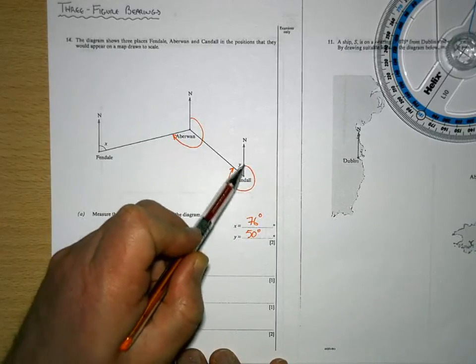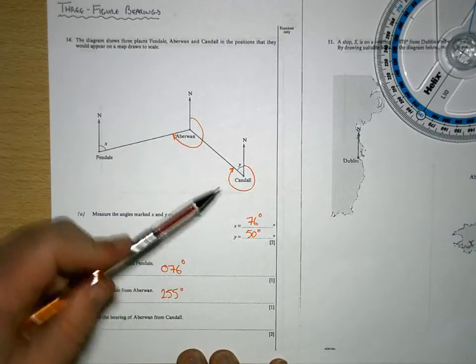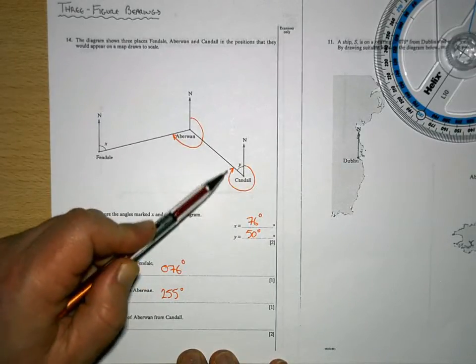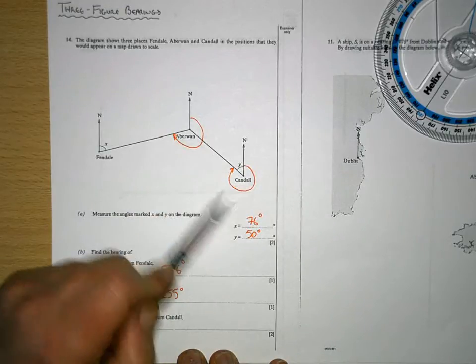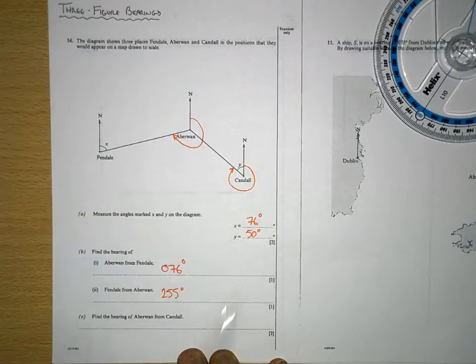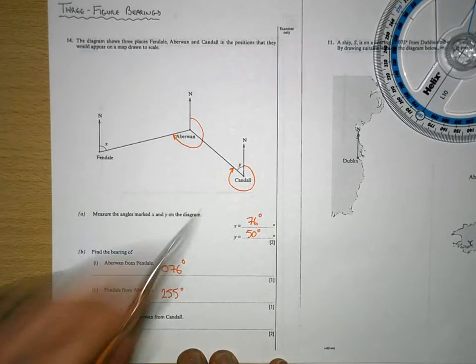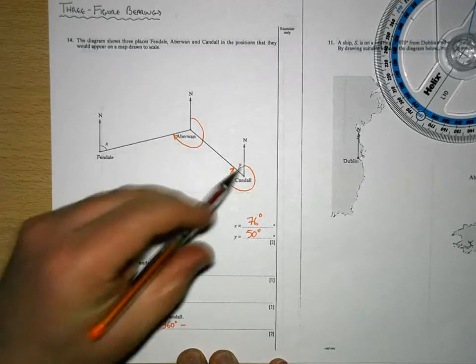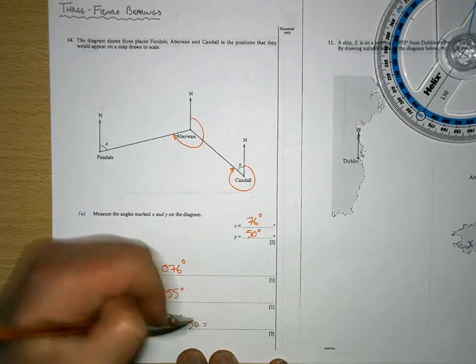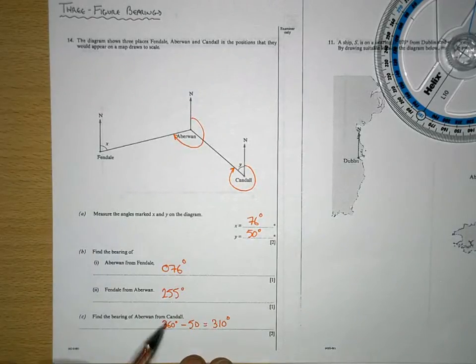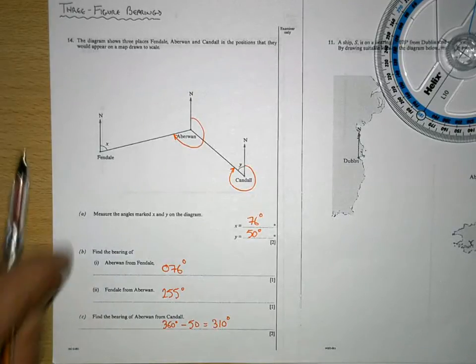Now you can either measure that again, or you can use your knowledge of angle properties. You know that all the way around from north back to north again would be 360 degrees. You know that angle Y is 50, so rather than measure this time, you could do 360 degrees less the angle Y, which you don't want, leaving you a bearing of 310 degrees. So you could do it using angle properties, or you could measure it using the protractor.